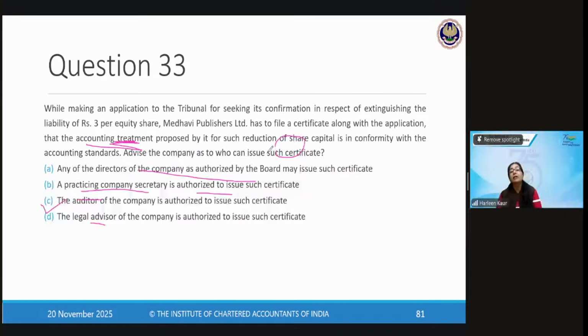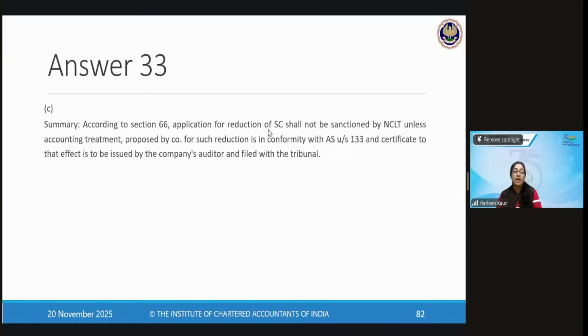अब ये कैसे याद आएगा? रिडक्शन ऑफ शेयर कैपिटल जब हम रिवाइज करते हैं तो हमने अब सोचना है कि व्हाट ऑल प्रोविजंस वी हैव स्टार्टेड ओवर देयर. So accordingly, you will be able to recall. So according to section 66, application for reduction will not be sanctioned unless the accounting treatment proposed by company for reduction is in this, and certificate has to be issued by the company's auditor. Chapter number 10 में हम पढ़ते हैं audit and auditors. So that auditor will come and he will give you a certification, and that has to be filed with the tribunal.